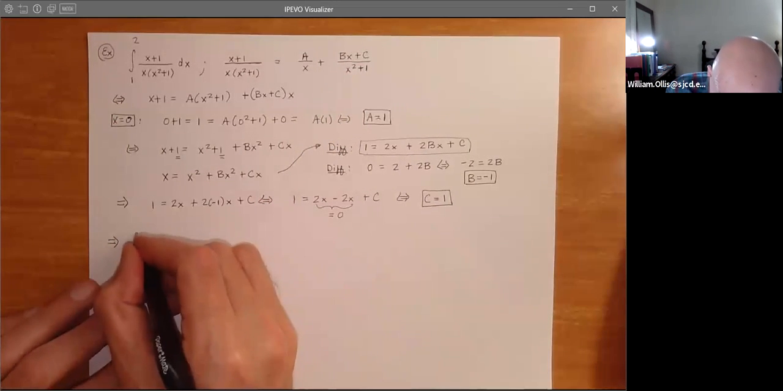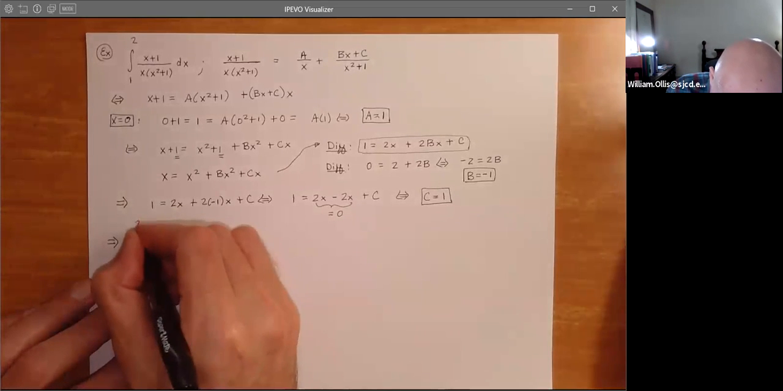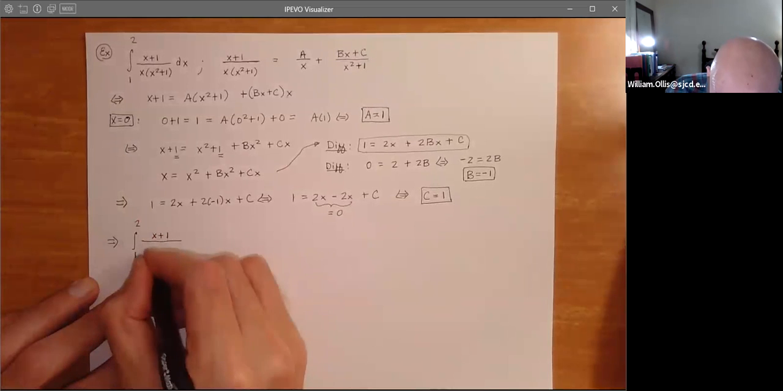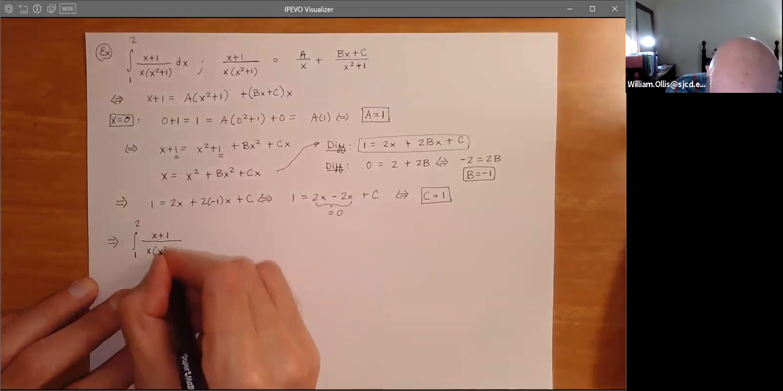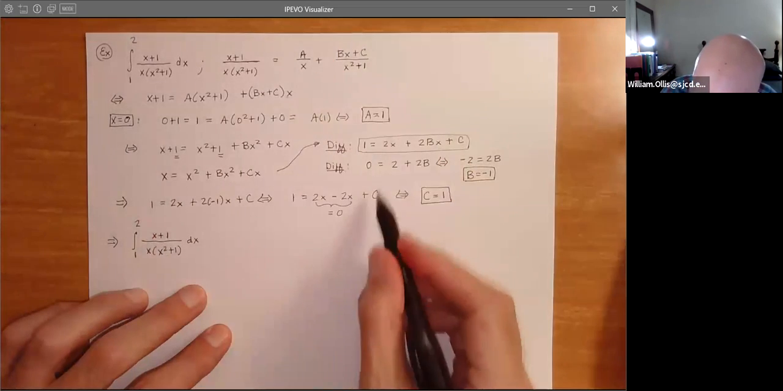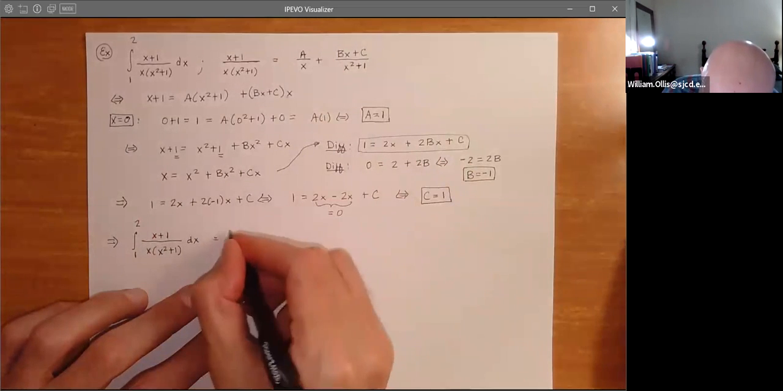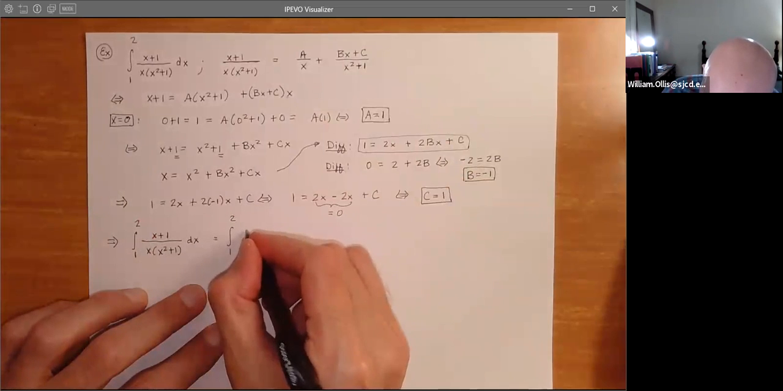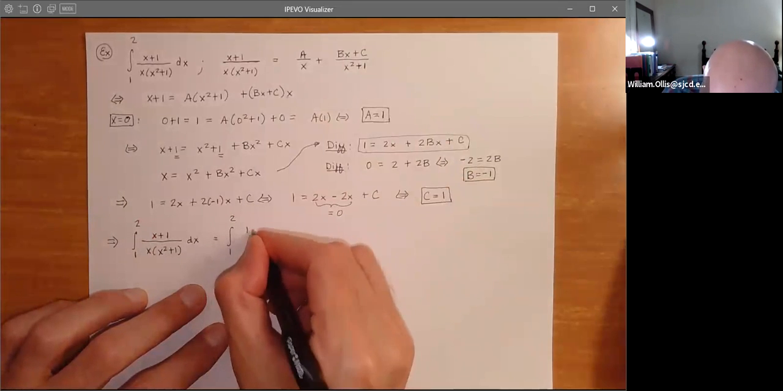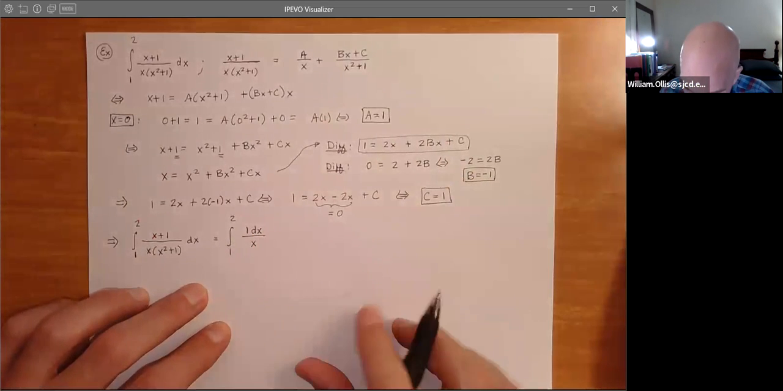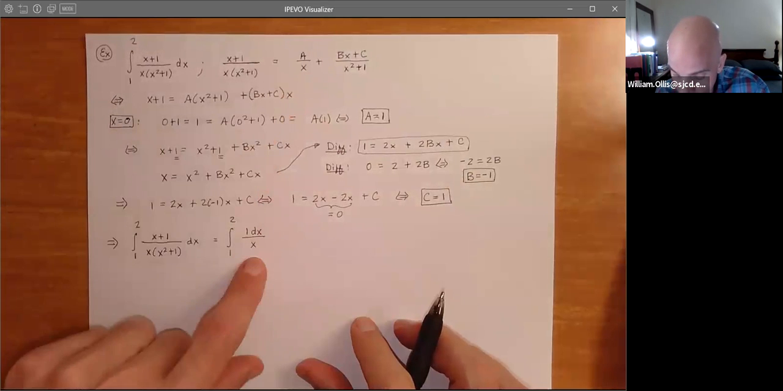So we have the integral from 1 to 2 of (x plus 1) divided by x times (x squared plus 1) dx. So let's just run over here. A is 1, so we get the integral from 1 to 2. In this case, I'll just write 1 dx for emphasis, even though that's a little bit wasteful, but we have a 1 here, so 1 dx.